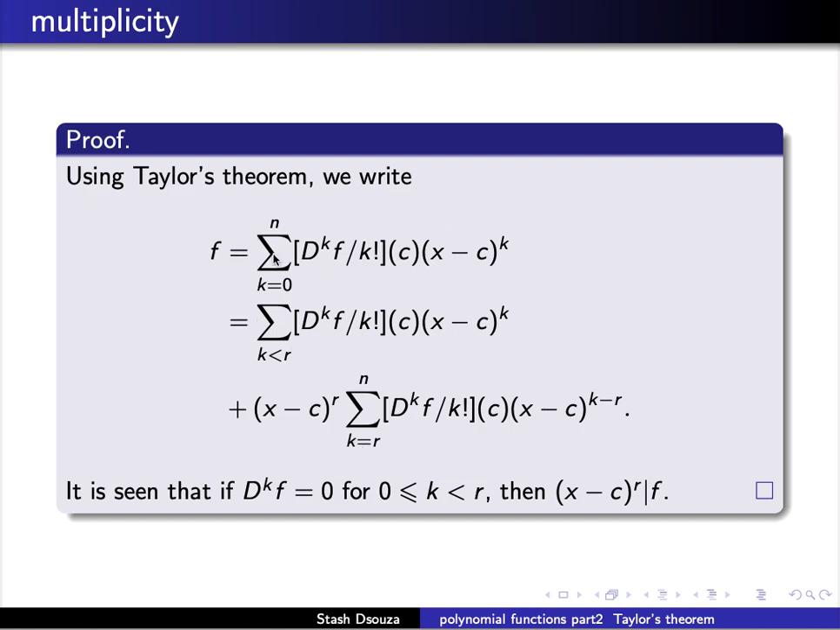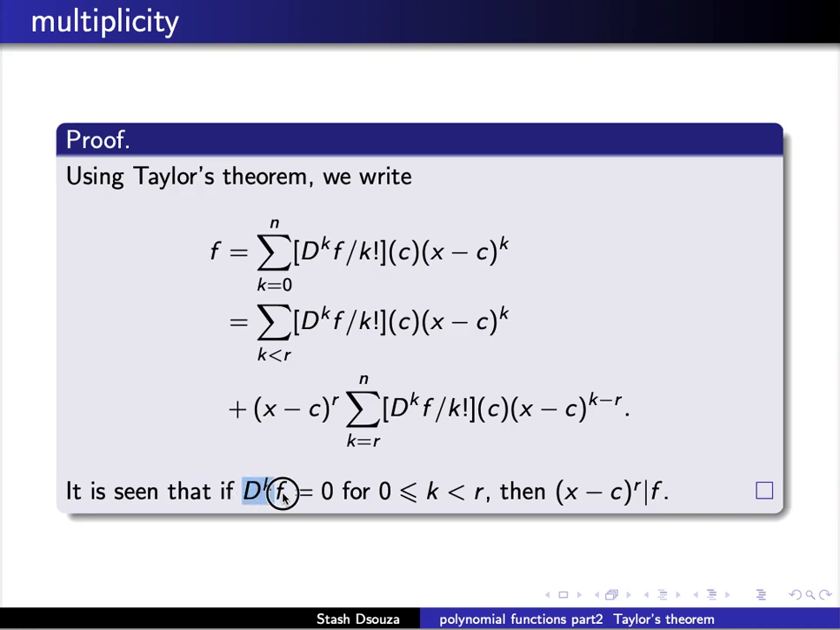So now, using Taylor's theorem, we write f in increasing powers of x minus c with the appropriate coefficients. We split this into two parts with indices of k less than r and then indices of k from r to n. For the second half of the sum, we factor out the expression x minus c to the power r, and what we observe is that if the kth derivative of f vanishes for all indices k less than r, then this first sum vanishes. And so we immediately see that x minus c to the power r is in fact a factor of f.